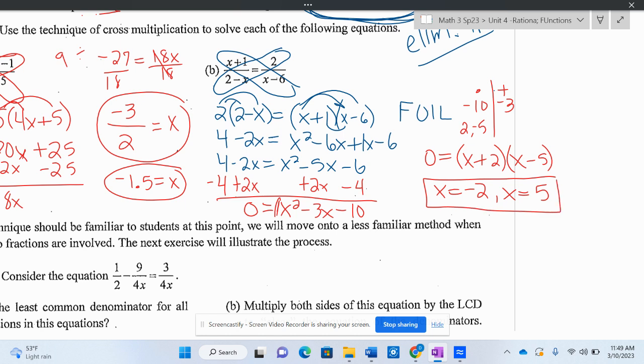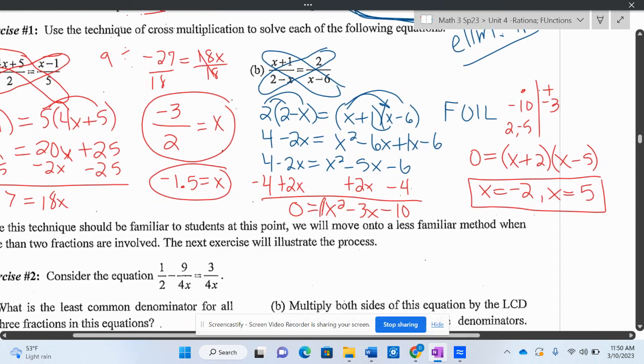Thoughts on that? Do you guys feel okay with that? So you're solid on cross multiplying? Eliza, you're shaking your head no. You want to vomit? Okay.